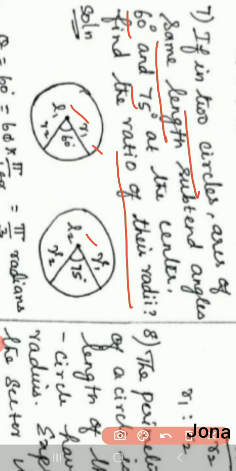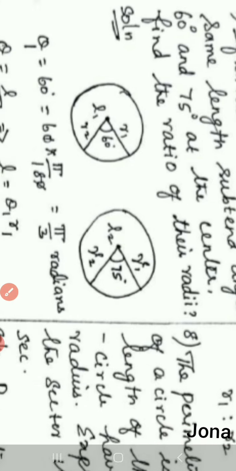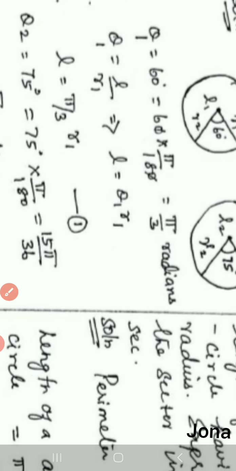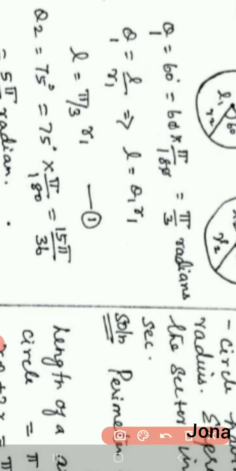We can have R1, R2. Okay, so here angles are given 60 degree and 75 degree. Let me see how to find that. First thing, I want to have this theta. Theta 1 is 60 degree. Convert this into radians like this. 60 into pi by 180 degree, so that pi by 3 is there.